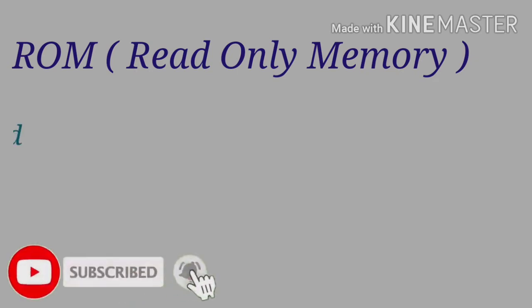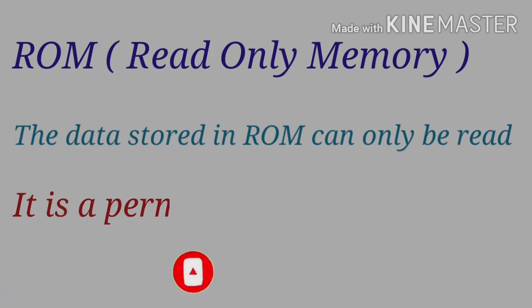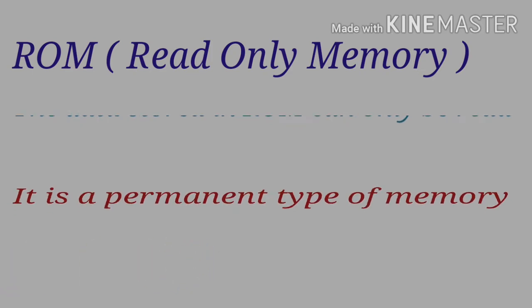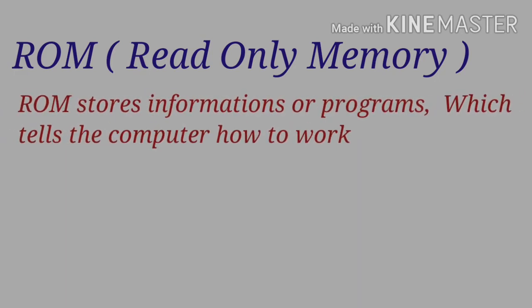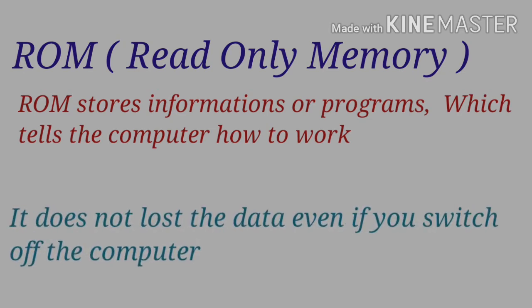Now let's move on to the ROM. ROM stands for read-only memory. As the name suggests, the data stored into the ROM can only be read. It is a permanent type of memory. ROM stores the information or program which tells the computer how to work. It does not lose the data even if you switch off the computer.